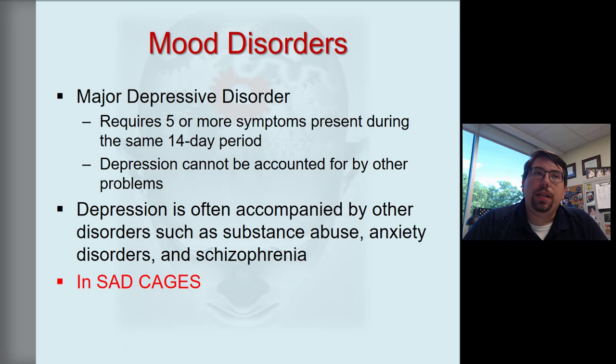In order to be diagnosed with major depressive disorder, it's going to require five or more symptoms that are present for the same 14-day period. It cannot be accounted for by other problems. So if there are other things going on, they're not going to use that as part of the diagnostic criteria. It has to be separate from those different components.